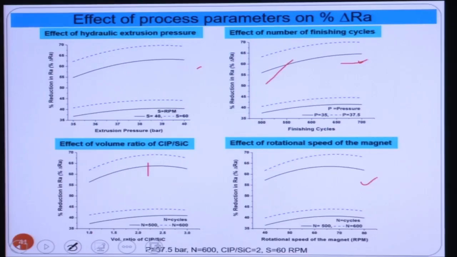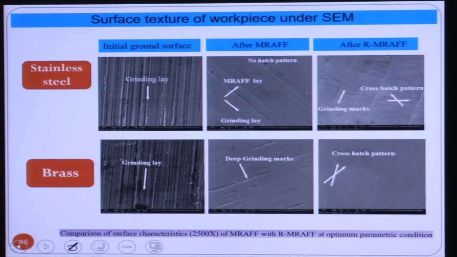So this is the rotational speed of the magnet, and its effect on percentage delta Ra. It increases with the rotational speed of the magnet. Surface finish improves. After that, due to the shear thinning nature of the fluid, it stalls and reduces after some time. So this is the SEM picture using Magnetorheological abrasive for finishing.